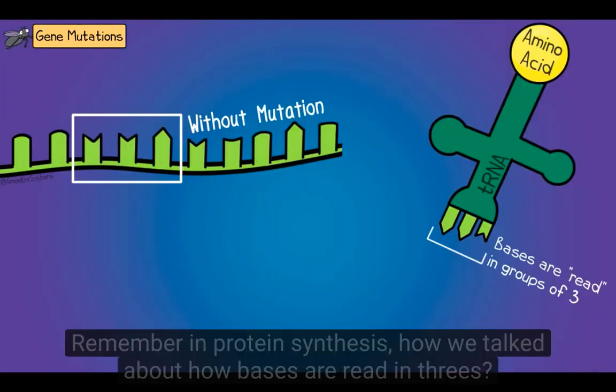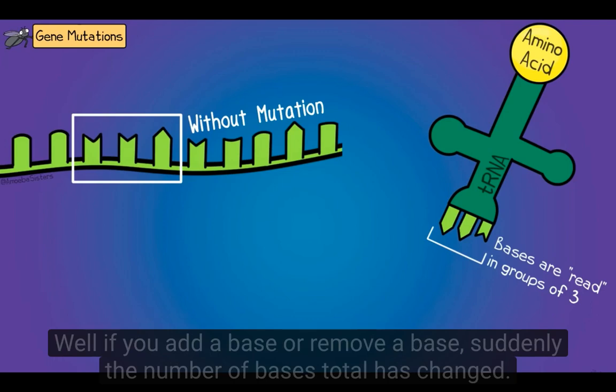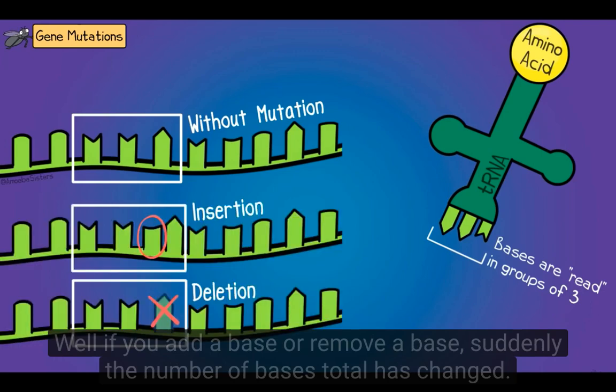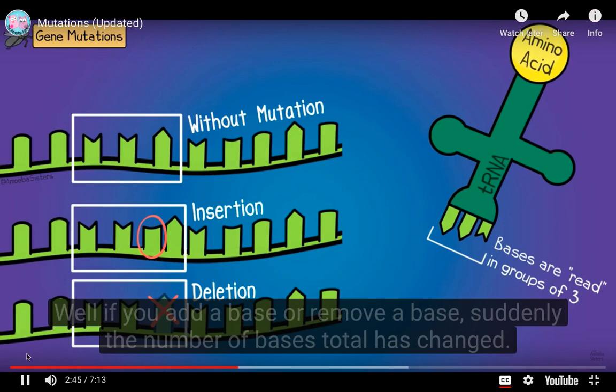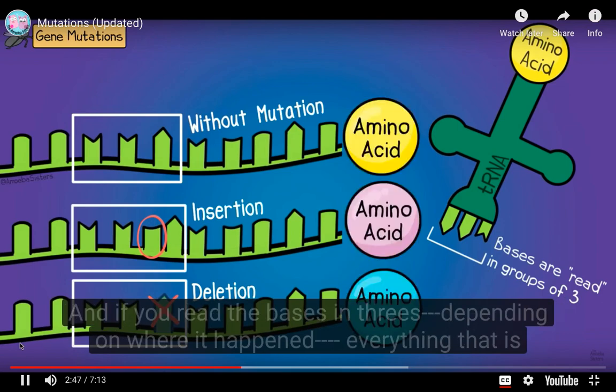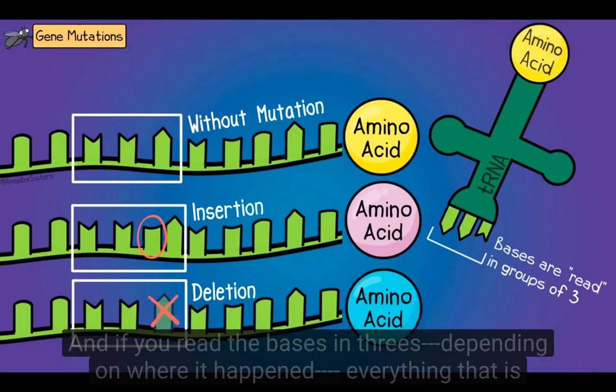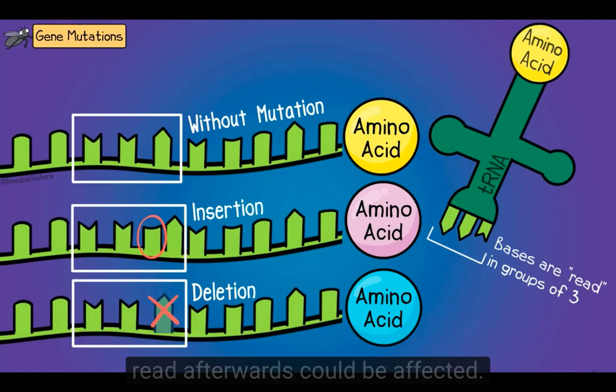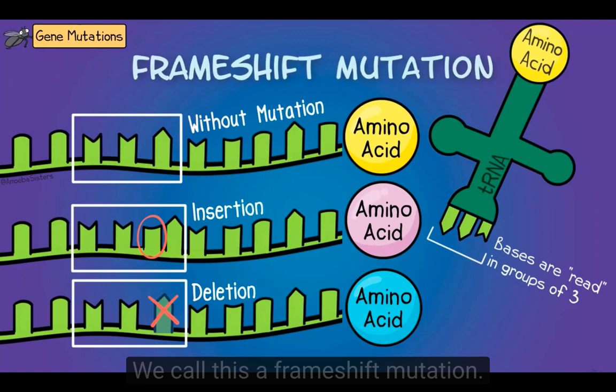Why? Remember in protein synthesis how we talked about how bases are read in threes? Well, if you add a base or remove a base, suddenly the number of bases total has changed. And if you read the bases in threes, depending on where it happened, everything that is read afterwards could be affected. We call this a frame shift mutation.